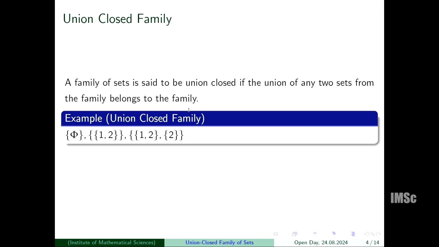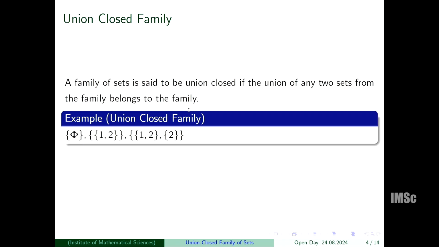A family of sets is said to be union closed if the union of any two sets from the family belongs to the family. That means, so this is an example of a union closed family. You take any two sets from the family and check if that appears in it.